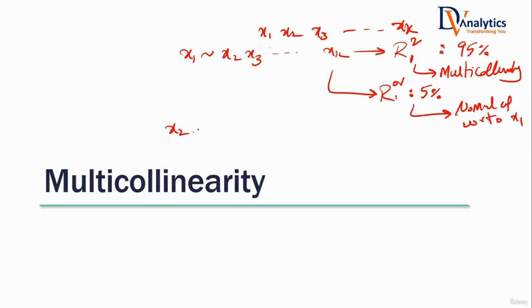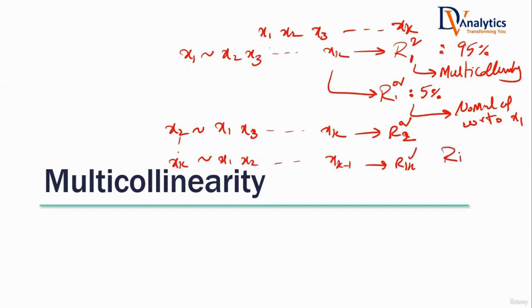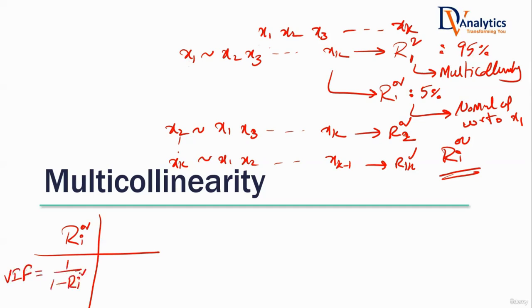You repeat the same with x2 versus x1, x3, and so on up to xk. Calculate R2 square and check whether it is higher or lower. Repeat the same with xk versus x1, x2, and so on, up to Rk square. So for any individual variable xi versus all the other variables, you get Ri square. If that Ri square is high, there is multicollinearity with respect to that variable. We do not use Ri square directly. We derive one more measure out of it, known as VIF. VIF is equal to 1 by 1 minus Ri square.